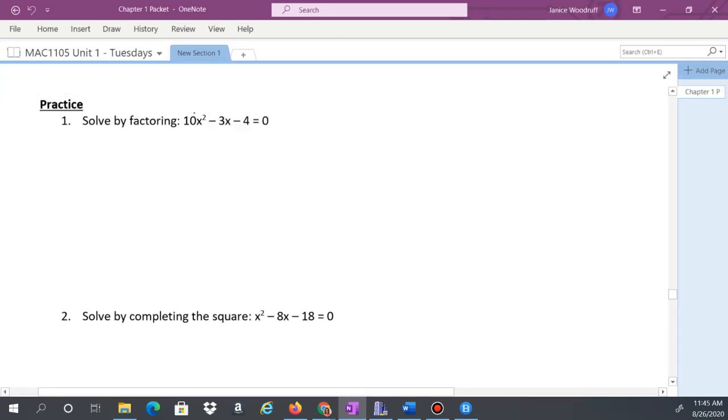So I'm going to multiply my first term times my last term. That's going to give me a negative 40. And then I want my factors of negative 40, so I'm going to put my x here and here that are going to add to negative 3. Did anybody get those?